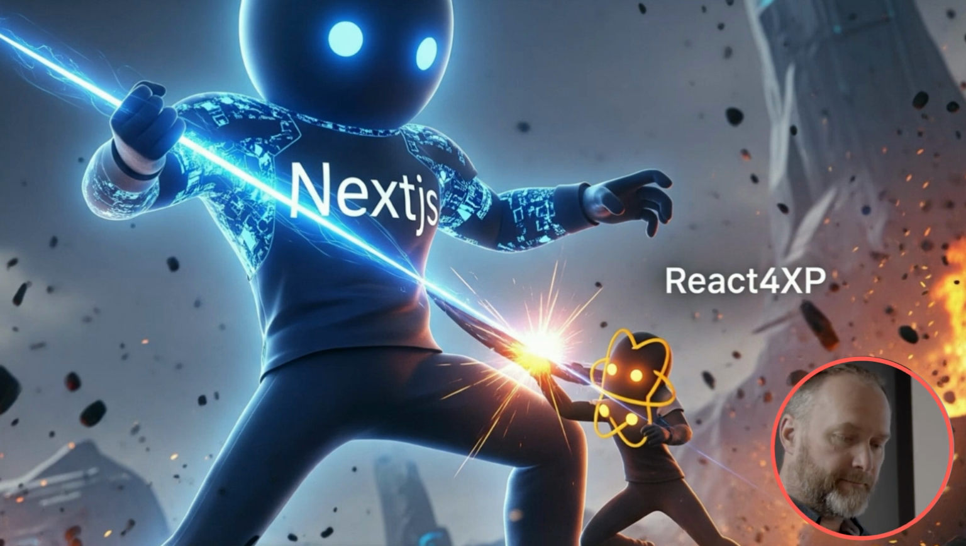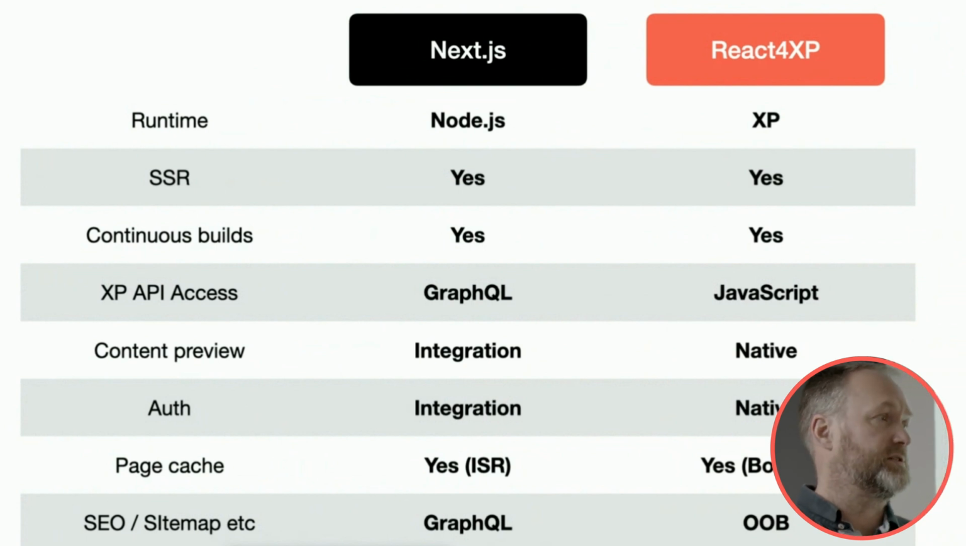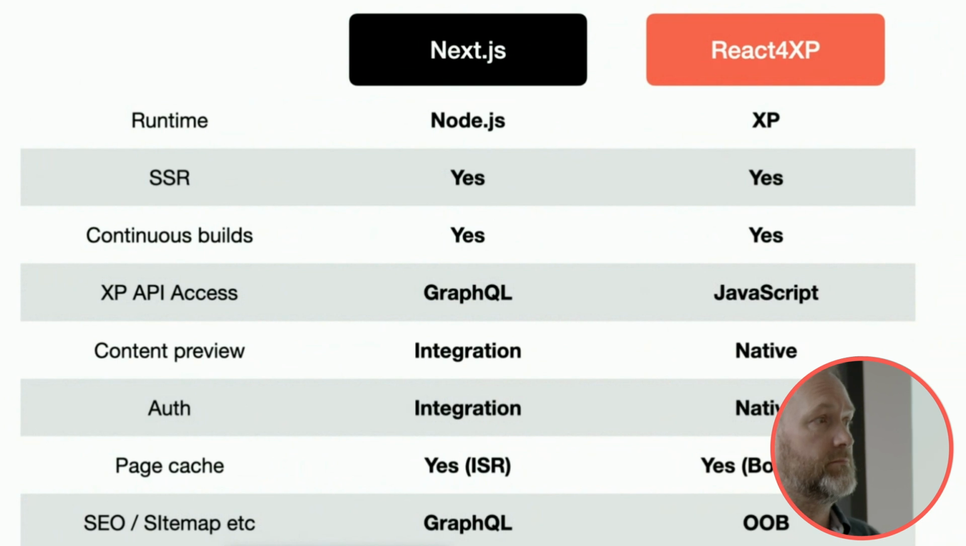But there are many reasons, and I'll go through a few things here to compare the two. So the first one there is probably interesting. To run Next.js, you will need to run or host a Node.js application and manage that outside of XP, obviously. React4XP runs natively on XP, so you can host everything, for instance, in Enonic Cloud. Both support server-side rendering. Both have continuous builds.